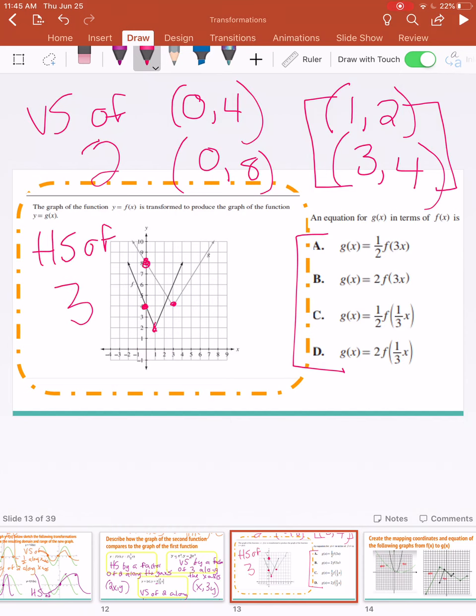Okay, so I have a vertical stretch of 2 and a horizontal stretch of 3. So now we're trying to figure out, well, which of these equations shows that? So remember, the vertical stretch of 2, that's your a value. That's the number in front of your function. So we know it has to either be b or d then. The horizontal stretch of 3, remember with horizontal stretches, the b value is flipped. So we're looking for the 1/3 where that b value would be. So then that means our answer is D.